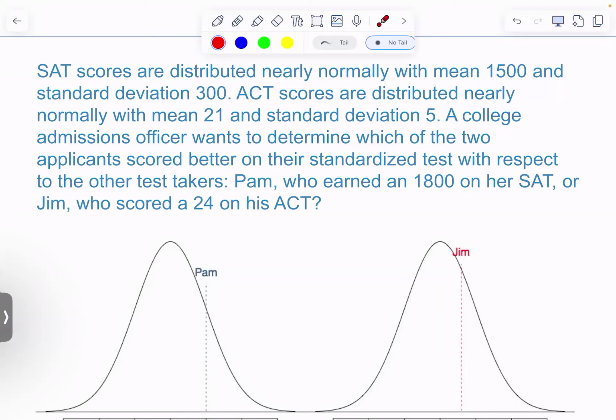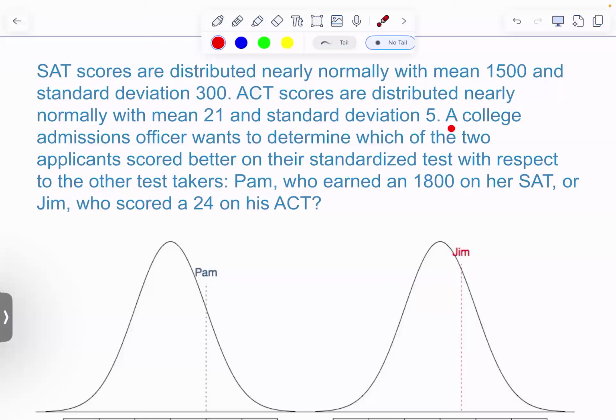To compare these two normal distributions, we standardize them. Relative to the SAT distribution centered on 1,500 with a standard deviation of 300, how many standard deviations was this score from 1,500? Then we can do the same thing with ACT scores: how many standard deviations was the score from the mean? That's what we're going to leverage.